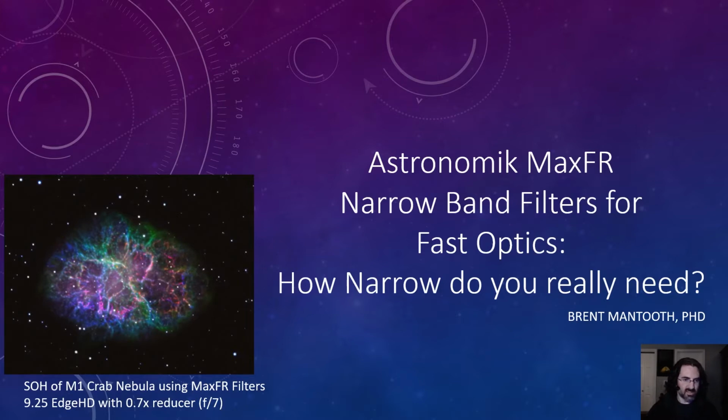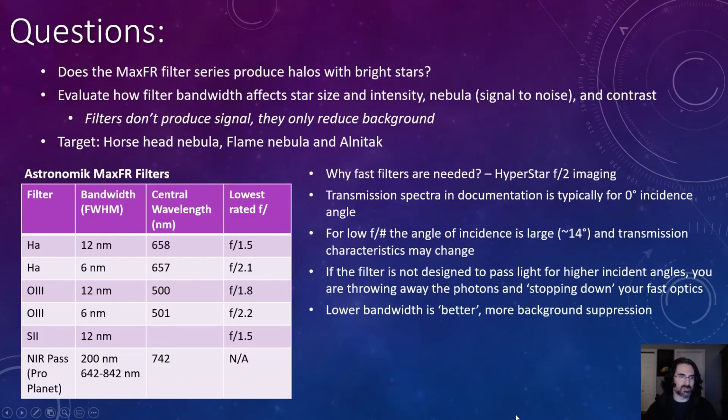This is just one of the examples I have using these filters of the Crab Nebula, using some of the 12 nanometer bandwidth filters. A few questions that have come up about the MaxFR filters are, do they produce halos with bright stars? And I wanted to evaluate how filter bandwidth affects things like star size and intensity throughout the image, and how it affects nebula signal, signal to noise, and the contrast.